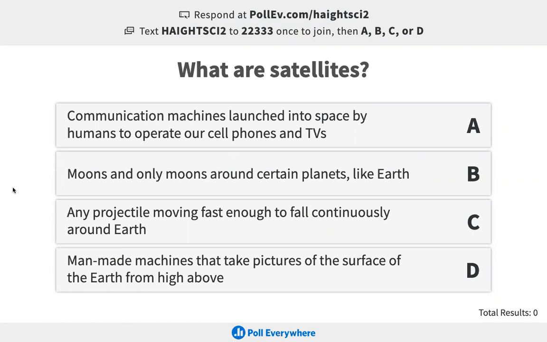You can see respond@pollev.com/hatesci2. So if you go to that address, it should literally pull up this question and you can select your answer. Or if you just want to use your cell phone, there's text instructions right below that as well. So you could do either one.